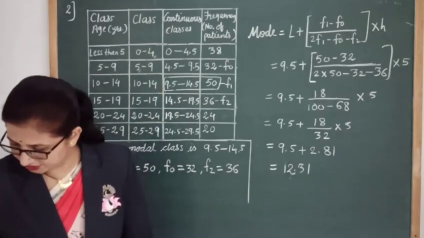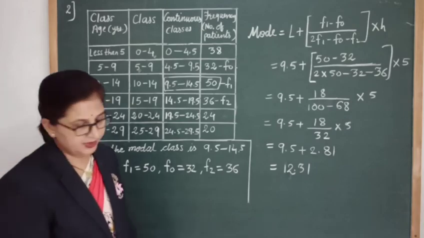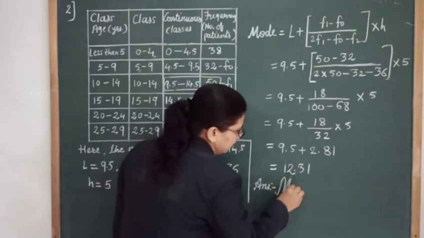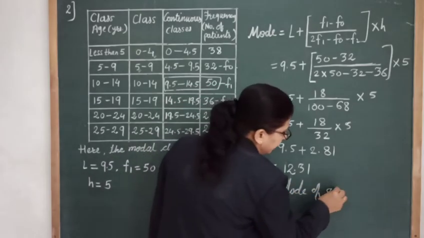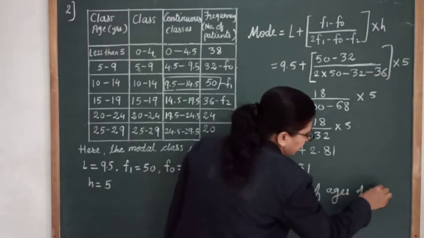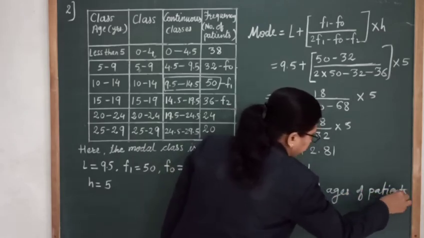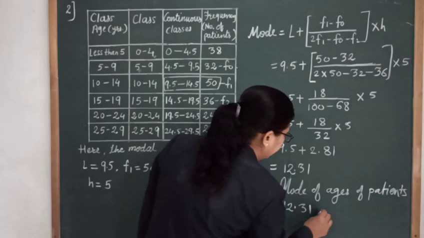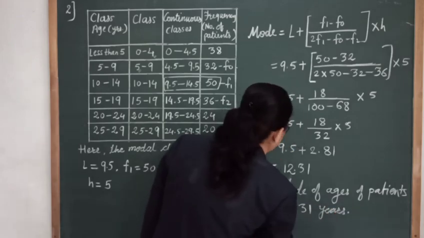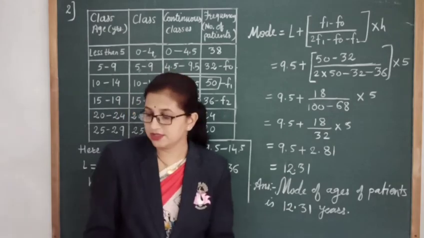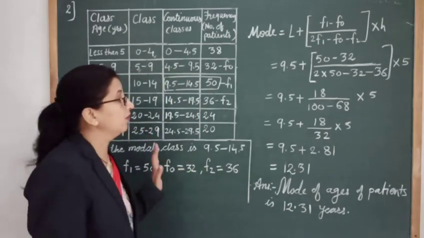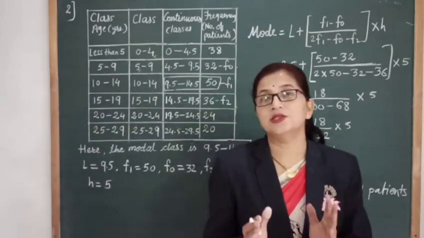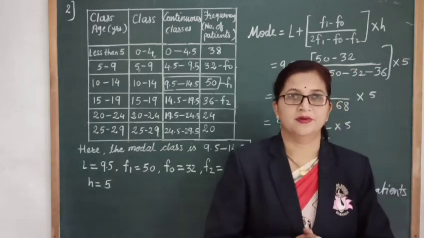So what was our question? So the mode of the ages of the patient, that we have to write. Therefore mode of ages of patient is 12.31 years. Okay, so dear students, in this way we find out the value of mode. Okay, so I hope it's clear to you how to find out the mode. Okay, thank you.